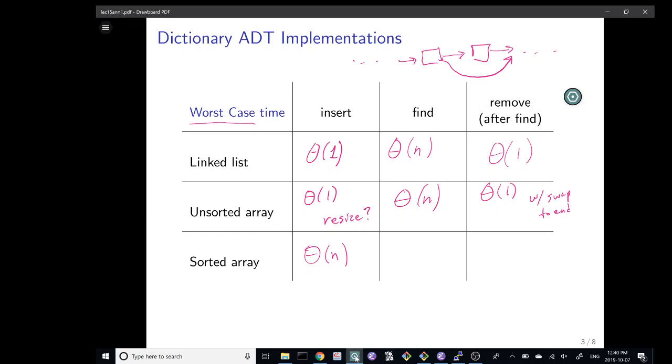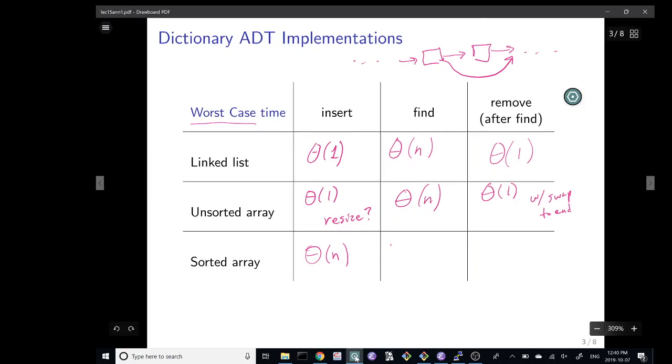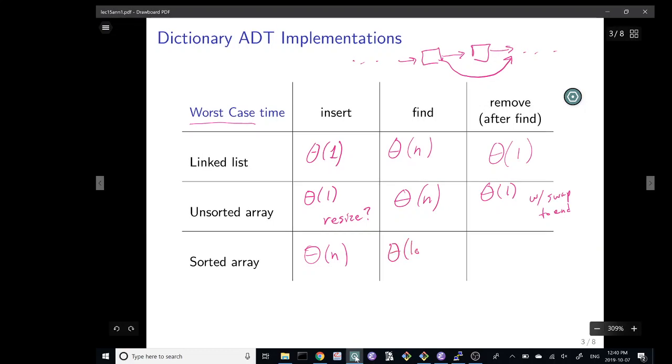Just pick the middle, compare. If it's smaller, go to the left. If it's larger, go to the right. It's Theta of log n time, which is great. This is good. I mean, it's not order one, but it's not very big. It's small. Very, very small. So this is good. This is bad.